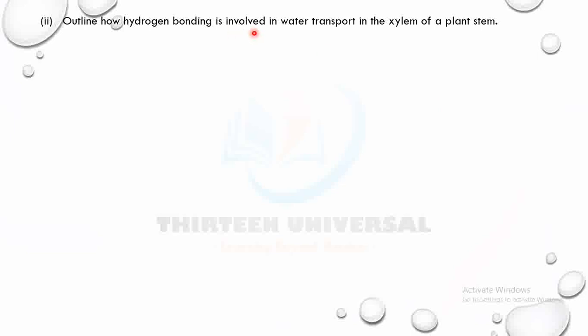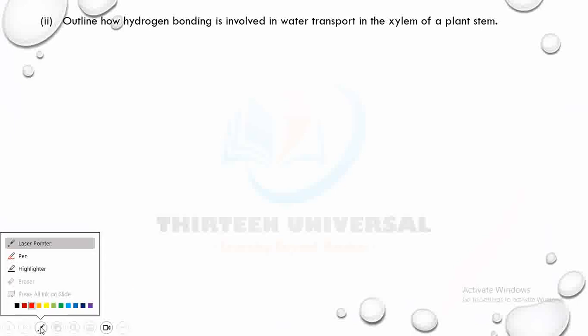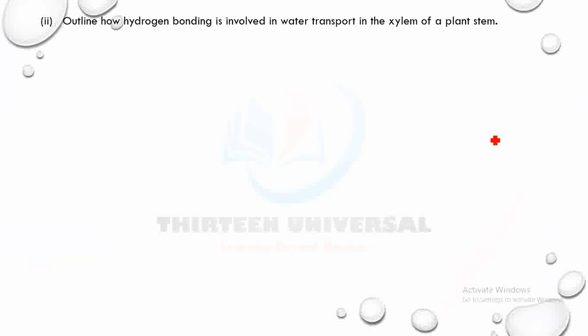Outline how hydrogen bonding is involved in water transport in the xylem of a plant. You see, hydrogen bonds form between two water molecules, which sets up what we call a water column. So if this is xylem, don't forget that. Sorry for the background noise, I'm in a school environment and students are doing extracurricular activities. So let's assume that these are water molecules.